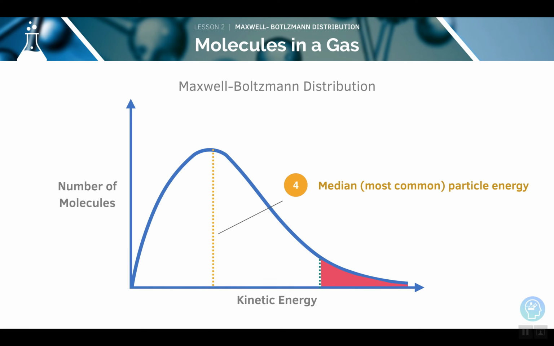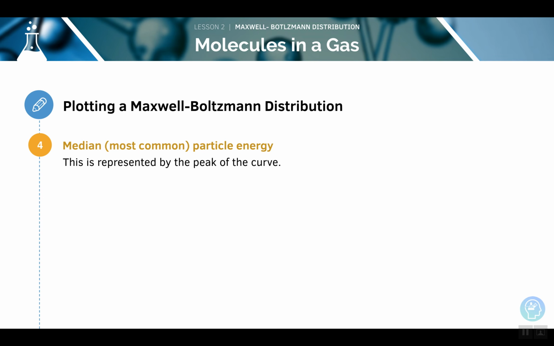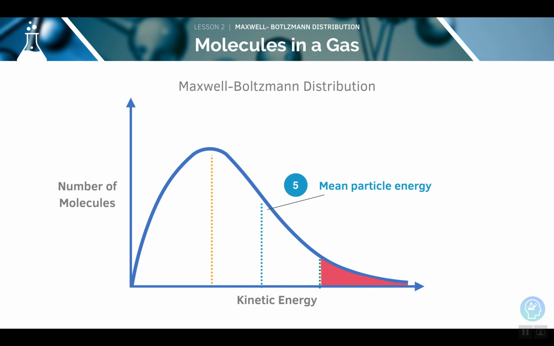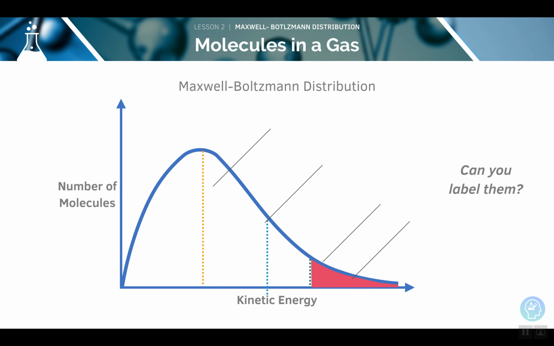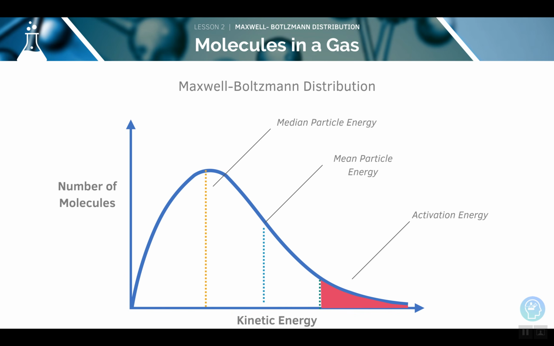The peak of the curve represents the most common energy of any single particle in the reaction. This is the mean particle energy, which is to the right of the median energy. Now, we can have a go at filling in the labels ourselves. Here are the answers. This figure shows a Maxwell-Boltzmann distribution.